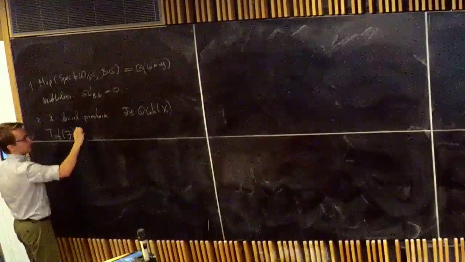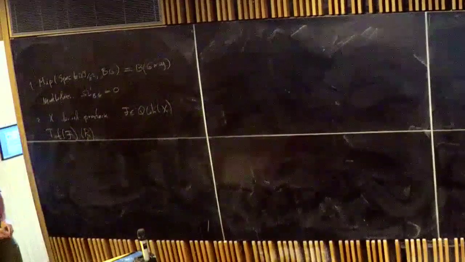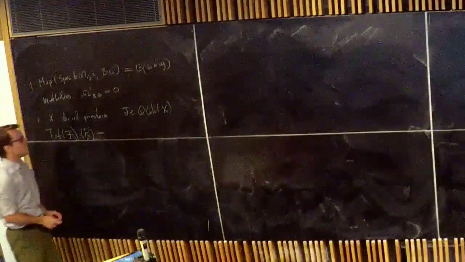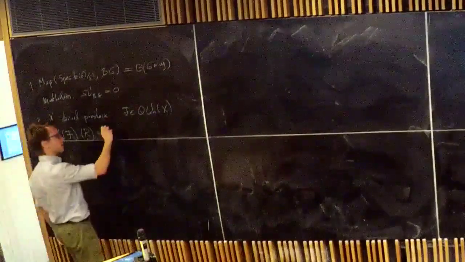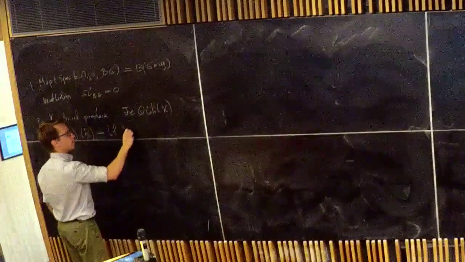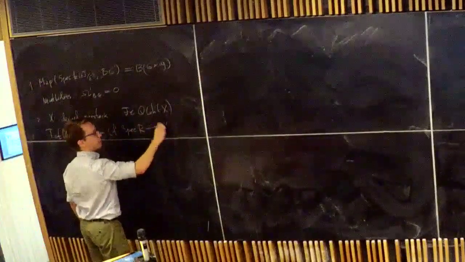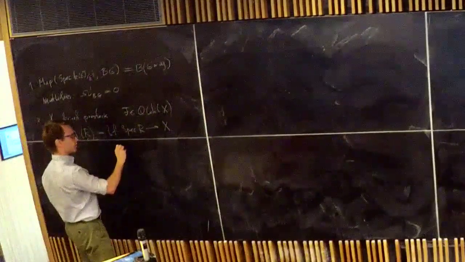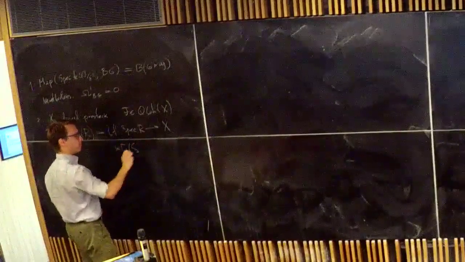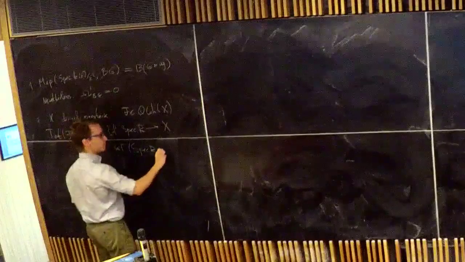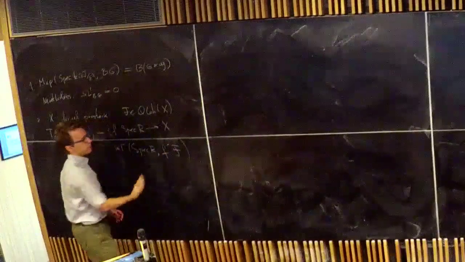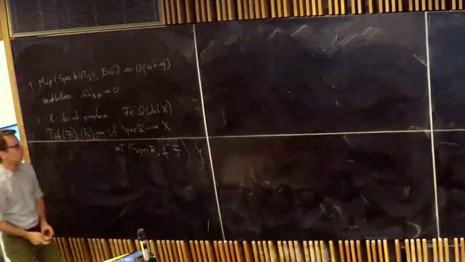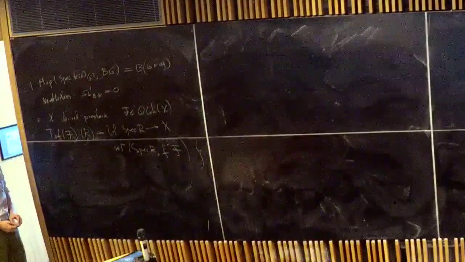So the total space of F, well, I have to define the functor of points, so I have some Spec R, and this is going to be the same as pairs of, first of all, a map into the base, and second, a section of the pullback of this quasi-coherent sheaf over Spec R. Okay, so this is the total space of a quasi-coherent sheaf.